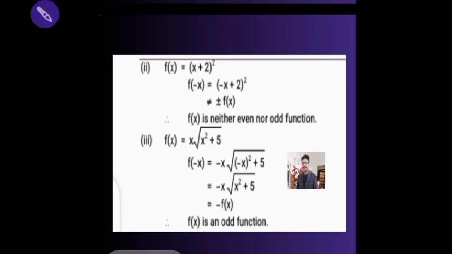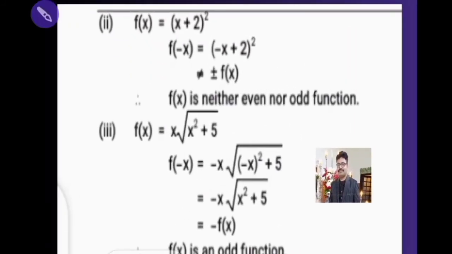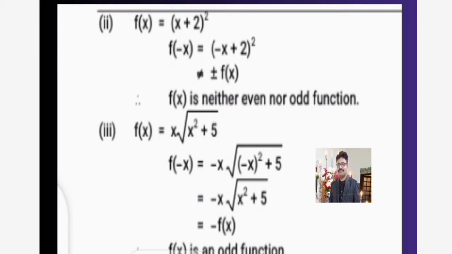Now we will simplify the next part, that is, a function f of x is equal to x plus 2 whole square. As I told in the first part, we will put x equal to minus x if we have to check whether the function is even or odd. So we will write f of minus x, equal to minus x plus 2, whole square.